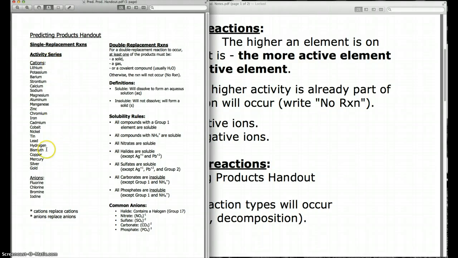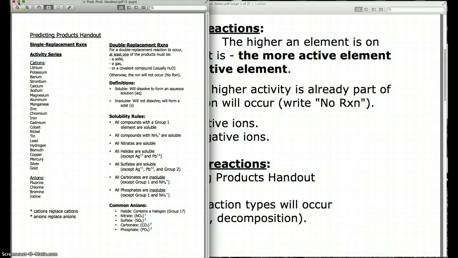So that's a list for cations, positive ions. There's a smaller list of anions. Fluorine is the coolest, iodine is the least cool of the anions. And one of the rules we'll talk about here is cations will always replace cations. So if it's on this list, it can only replace things on this list. It's not like copper can try and replace chlorine because they're on different lists. It doesn't work that way.